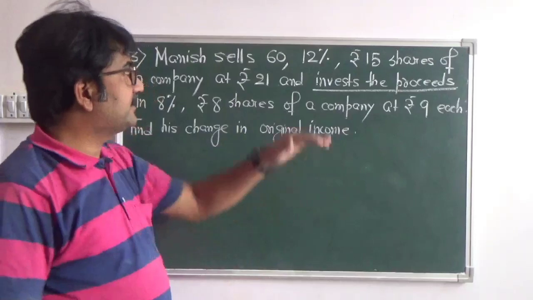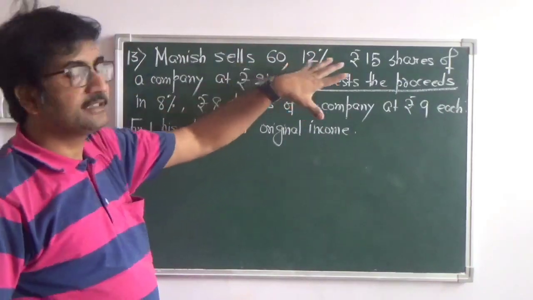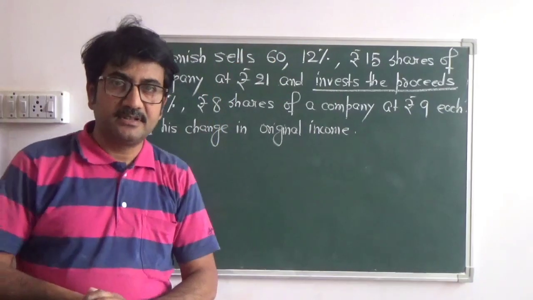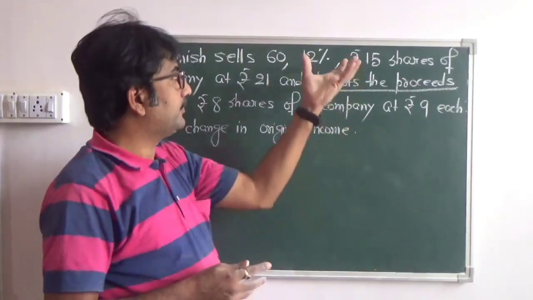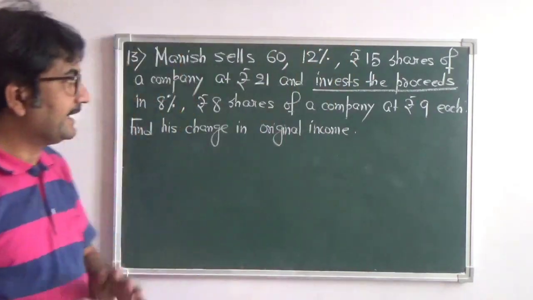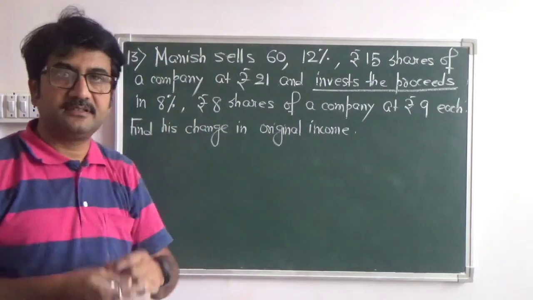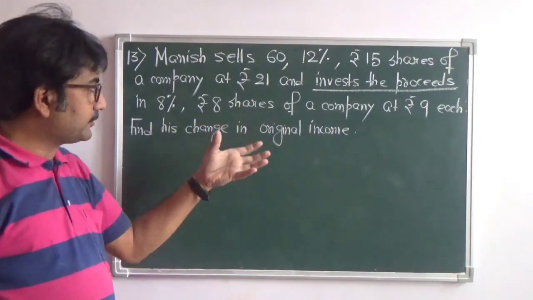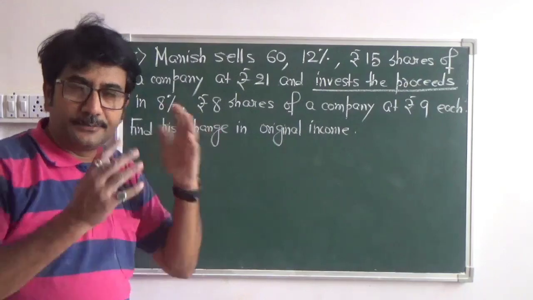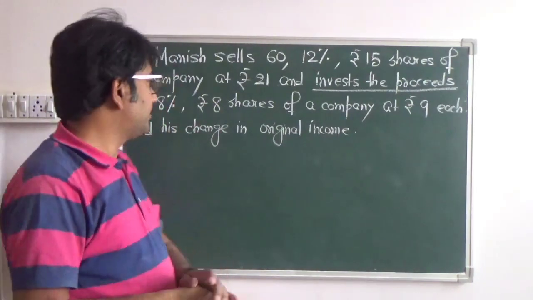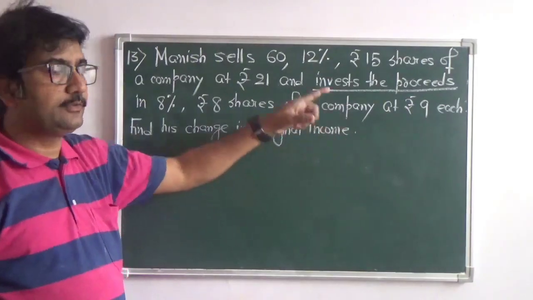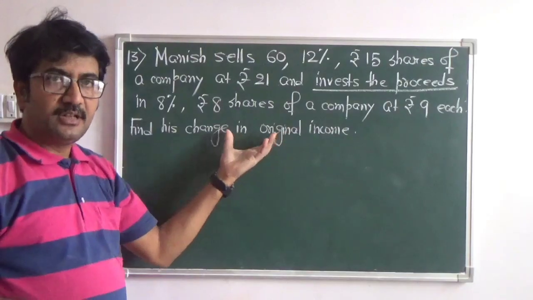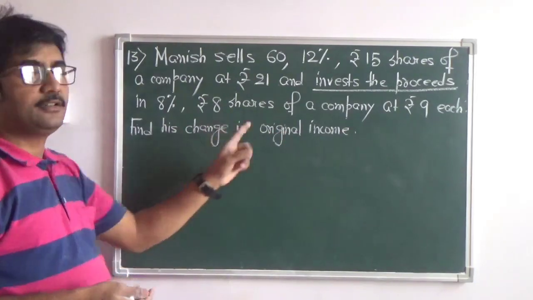Now when he sells 60 shares in this particular condition, how much dividend does he receive? His annual income, total income after selling this number of shares. And again he invests the proceeds in another company under this condition. So we have to find the total income out of this also. The difference of these two will be the change in the original income. So you need to calculate the annual income under the first condition, then the annual income under the second condition. The difference in the two will give you the change in the original income.